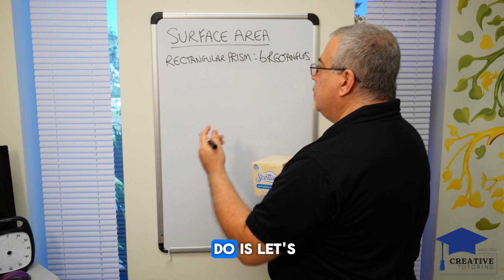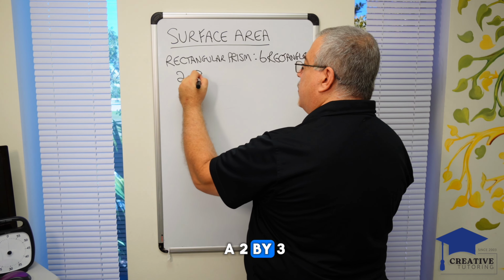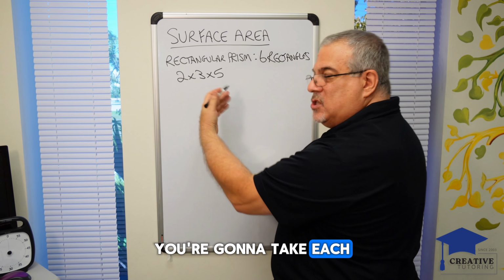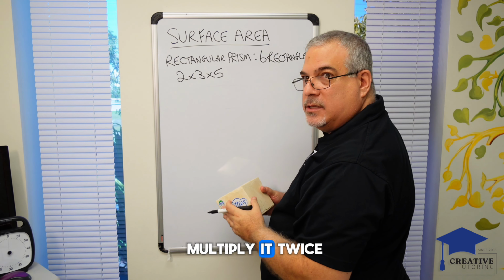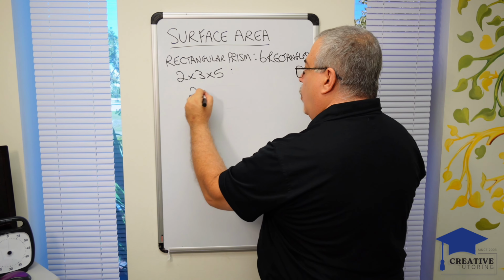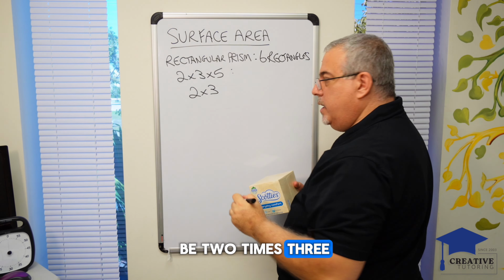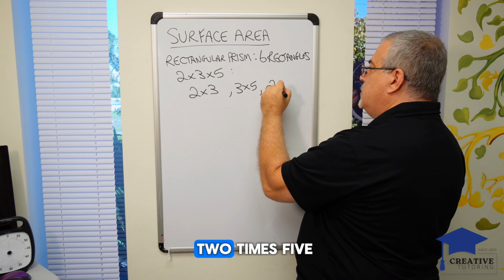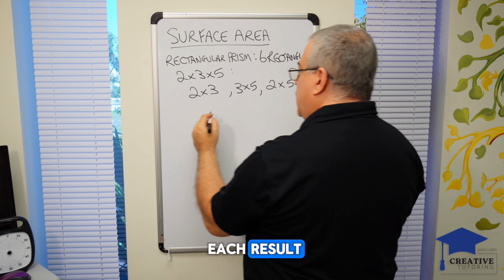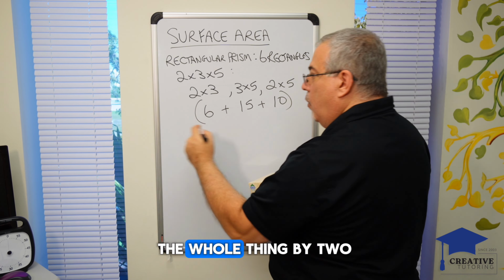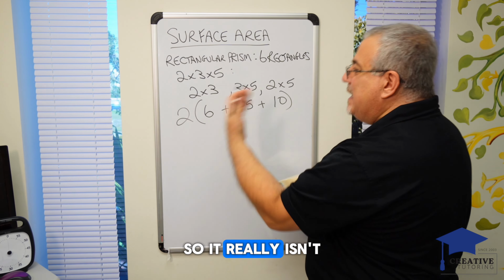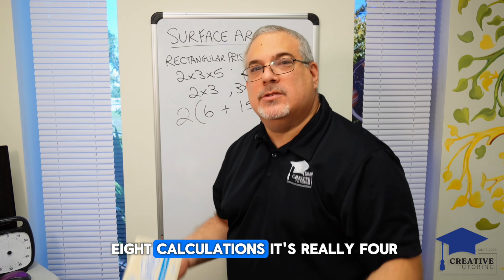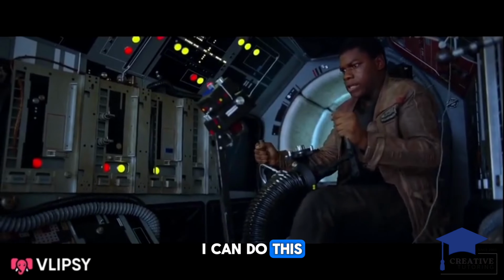So what you would do is, let's say you have a 2 by 3 by 5 rectangular prism, and the order doesn't matter, okay? You're going to take each set of 2 and multiply it twice. What do I mean by that? One side is going to be 2 times 3, another side is going to be 3 times 5, and the final 2 sides are going to be 2 times 5. And you're going to take each result and you're going to multiply the whole thing by 2. So it really isn't 6 calculations, it's really 4. I can do this.